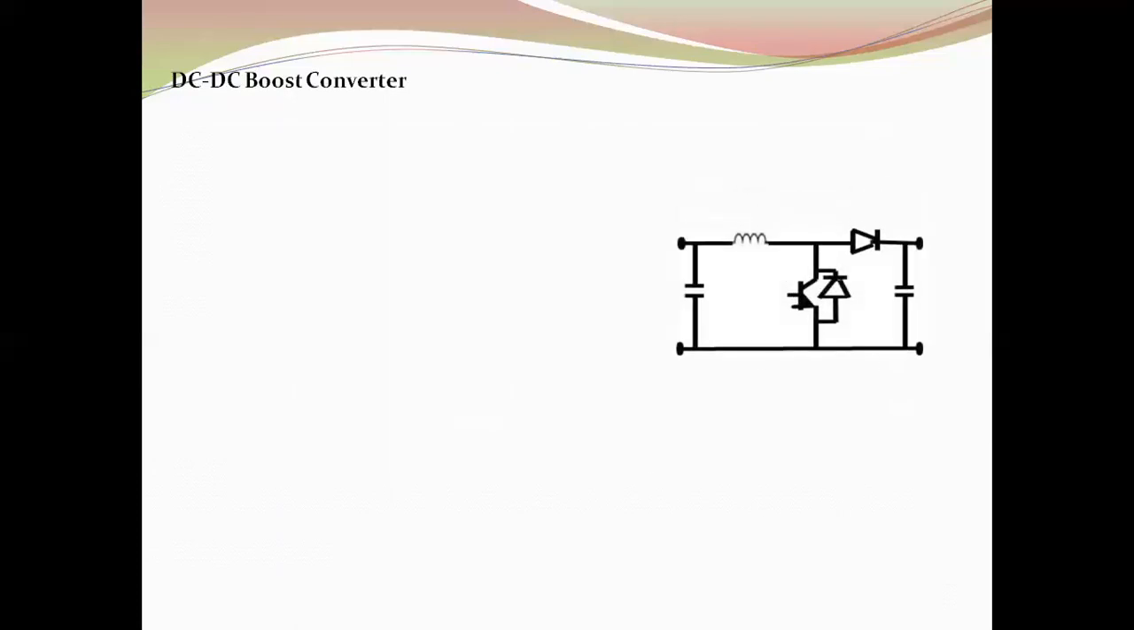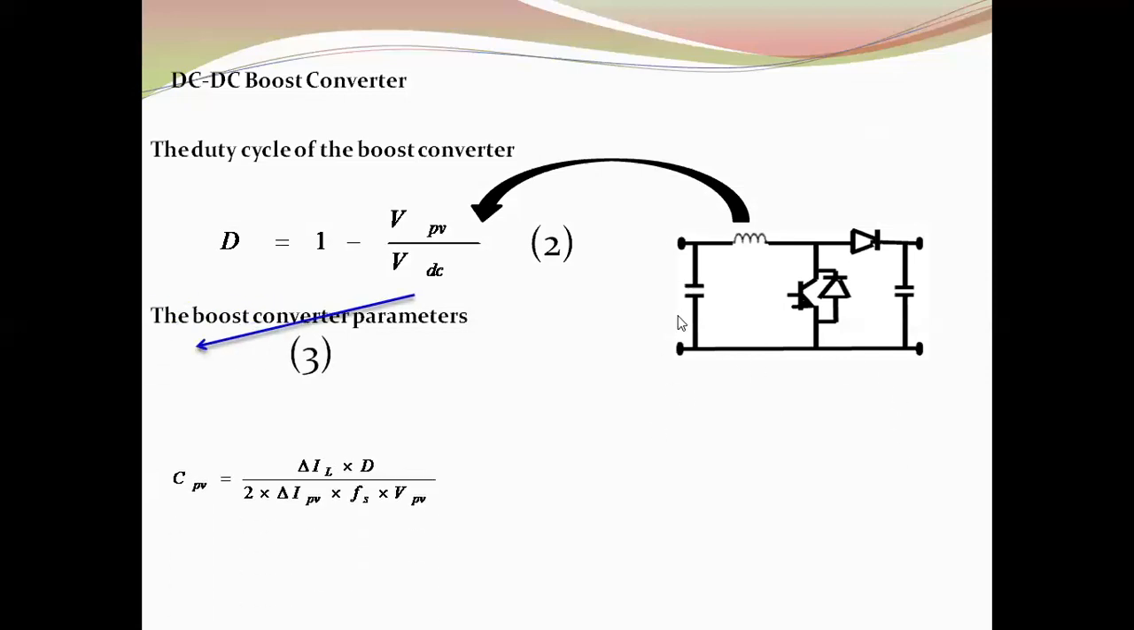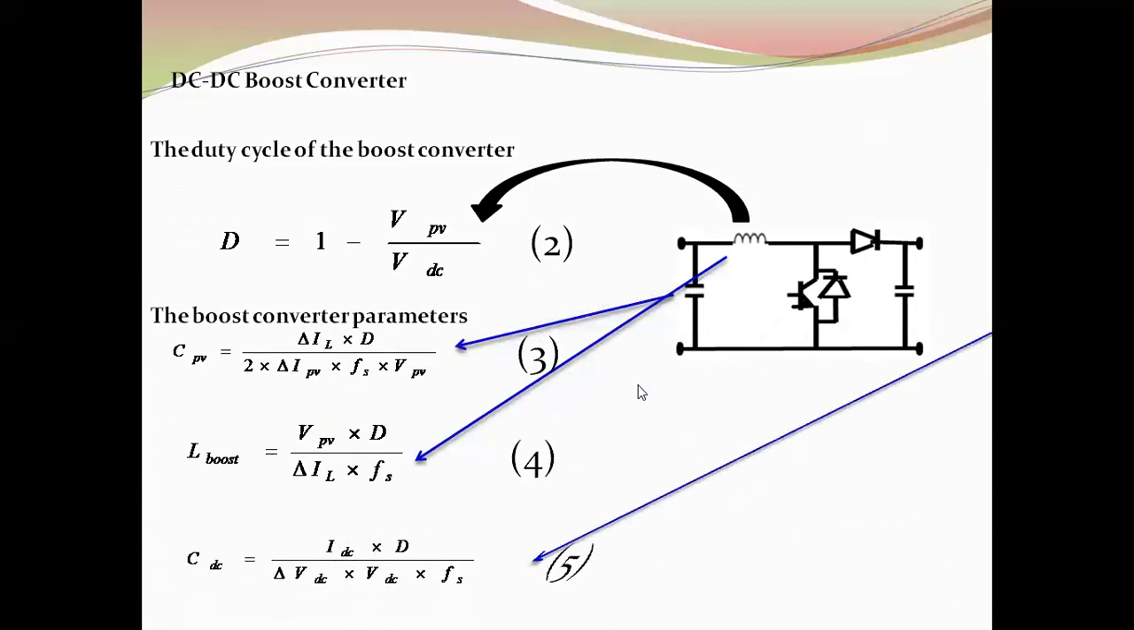DC-DC boost converter. The boost converter allows a voltage value higher than that injected at its input, with the duty cycle obtained using equation 2 below. The parameters of the boost converter may be obtained using equations 3, 4, and 5 below.